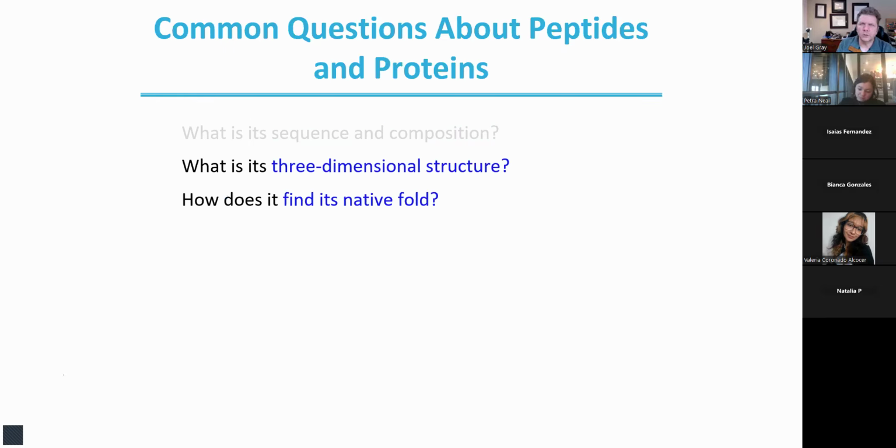Some more questions along those same lines are, what does the protein look like in three dimensions? Can I visualize that protein? Does it look like a glob or does it have some sort of organized and ordered structure to it? And then this native fold, these two things are kind of, to a degree, similar to one another.